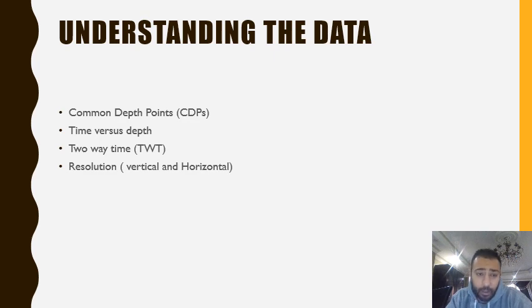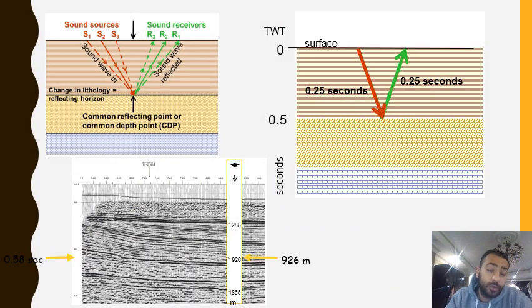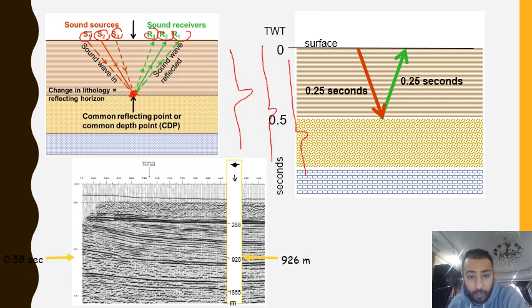Okay, to understand our data, the shooting system is the common depth point, and I will discuss it: time versus depth, two-way time, and resolution. Number one, CDP shooting, like the image at the left part. If we have source 1, source 2, source 3, and receiver 1, 2, and 3, all of them can image this same point. So the output trace will be like that, we will have a peak like that. If we connect these peaks, it will form a hyperbola shape, but this hyperbola is not real; it comes from the normal move out, as we discussed in the first lab.